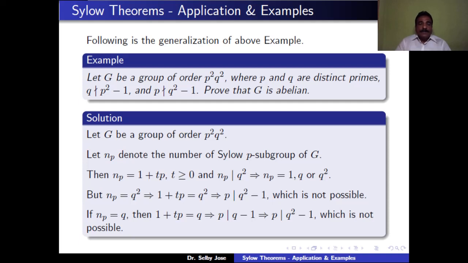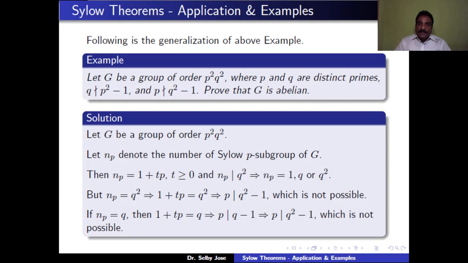So let G be a group of order p squared q squared, and n_p is the number of Sylow p-subgroups of G. So n_p divides q squared and n_p is equal to 1 plus tp. So n_p is equal to 1, q or q squared. So if n_p is equal to q squared, then 1 plus tp is equal to q squared, which implies p divides q squared minus 1, which is not possible.